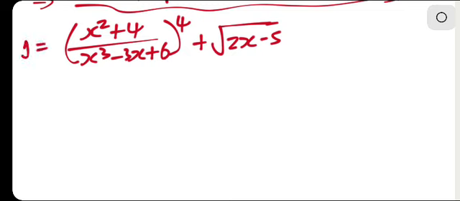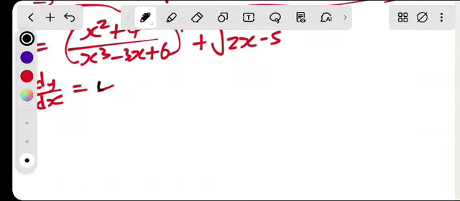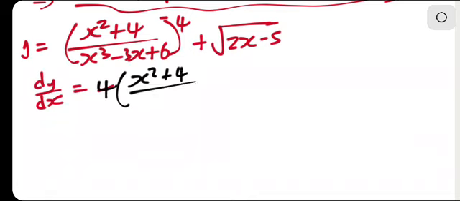So if I take dy over dx of that, what is going to happen there? You drop the exponents, we'll have 4, simply just drop the exponents. There we'll have 4 of x squared plus 4 over x cubed minus 3x plus 6. You subtract one from the exponent, so it will be raised to the power of 3.